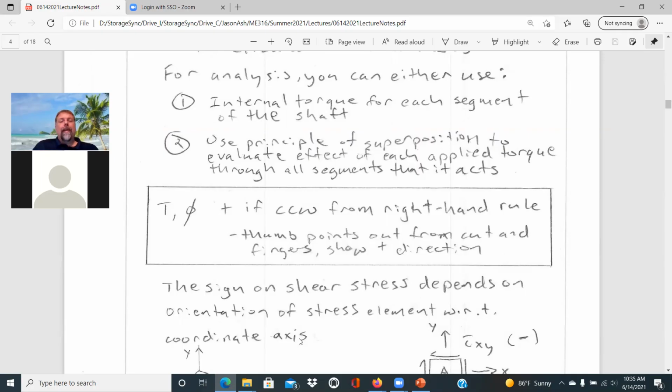But the main thing, again, with that right-hand rule that we discussed, is that both the torque and angle of twist are positive based on the right-hand rule. You're following the curl with your thumb heading out from the cut and the curl of your fingers defining that positive direction.